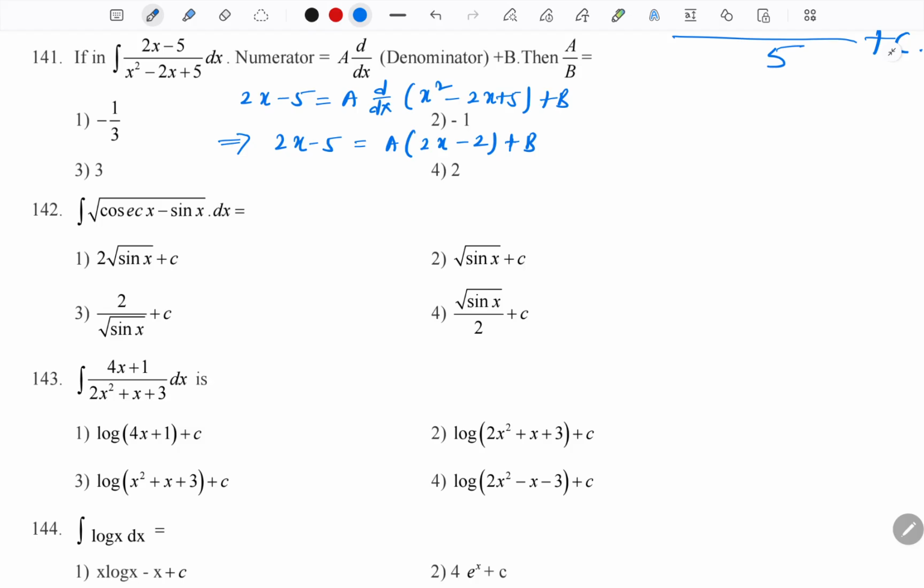Here observe, students, I am comparing x coefficients on both sides. Then what will we get here? The x coefficient gives 2a equal to 2, then a equal to 1, right? Next, comparing constants, minus 5 equal to minus 2a plus b, that is the constant coefficient.